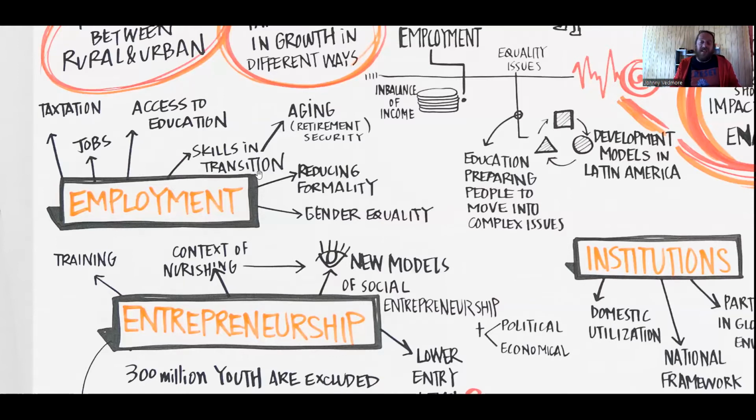Skills in transition. Learn to code. That's what they're talking about. And up here, as we've seen in multiple slides so far, aiming right at retirement. Aging, retirement security. You don't have retirement security now, do you? You're old, and we've taken all your money. So now you're going to have to get back to work.